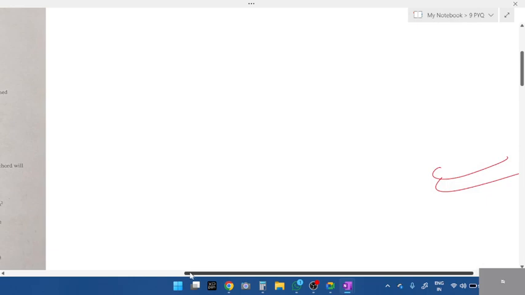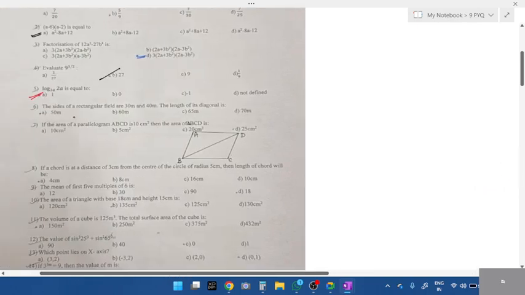I will make a note of the formula. Diagonal, area, perimeter. So they have given diagonal. There are chances of asking area or perimeter, students. Area is length into breadth. Perimeter is 2 into L plus B.